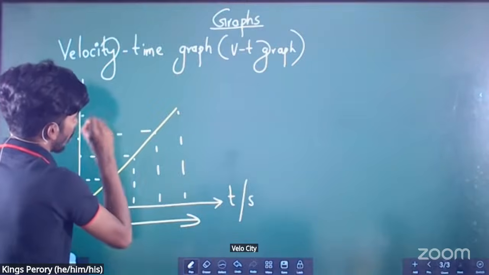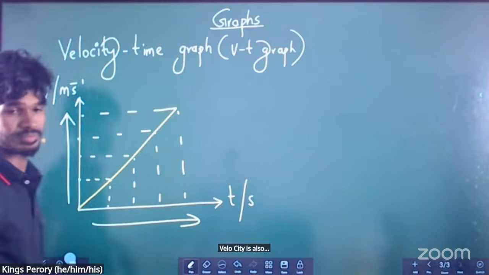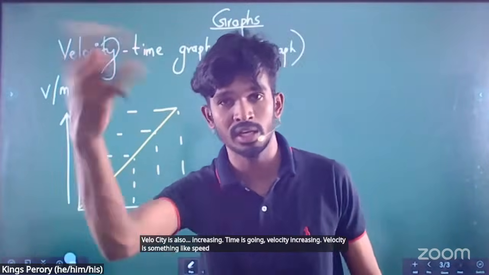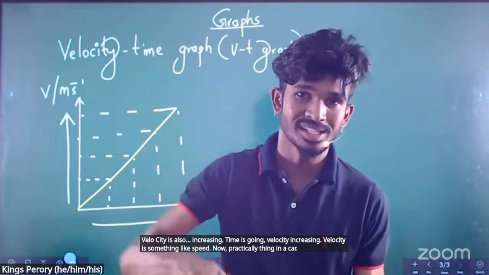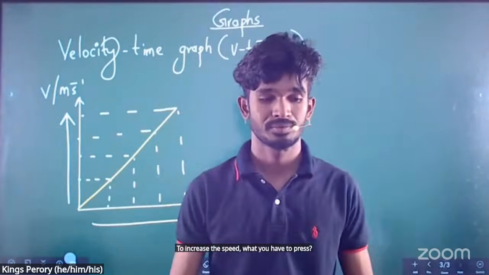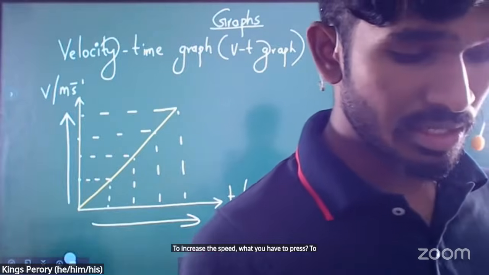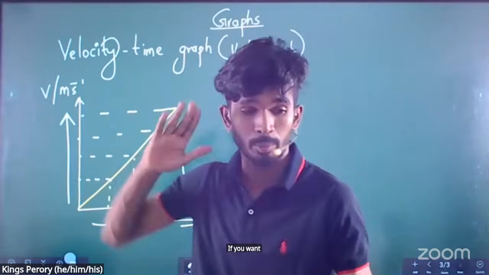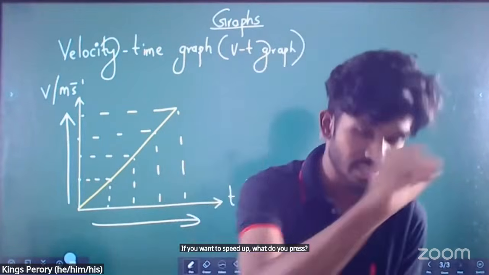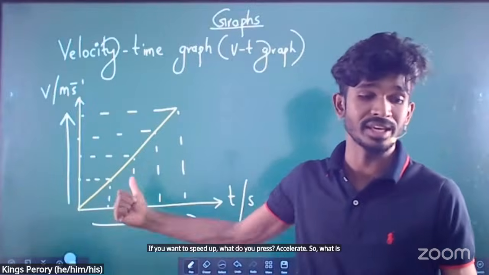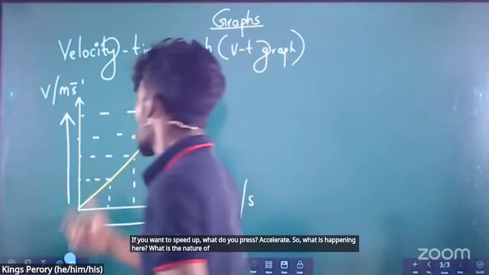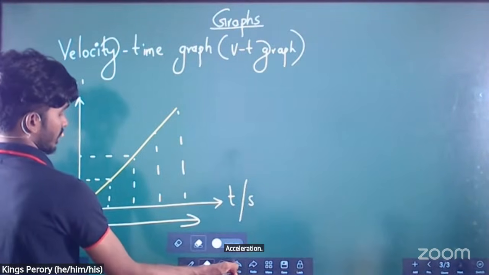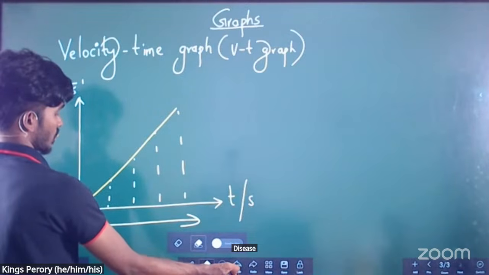Velocity is also increasing. Time is going, velocity increasing. Velocity is something like speed. Now practically think in a car. To increase the speed, to increase the velocity, what you have to press? If you want to speed up, what you press? Accelerate. So what is happening here? What is the nature of motion here? Acceleration. This is acceleration.